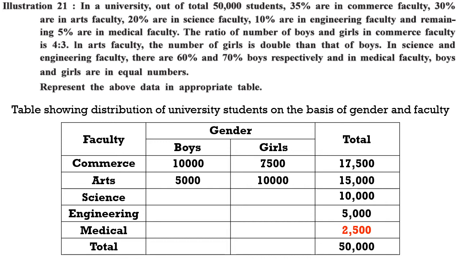Next, science and engineering have 60% and 70% boys respectively. Science total students are 10,000 and 60% boys, so 60% of 10,000 is 6,000, and naturally I will get the difference for girls, that is 4,000. 70% boys in engineering, so 70% of 5,000 is 3,500, and the difference will be girls, that is 1,500. And for medical, girls and boys are equal. Now we know the total of medical is 2,500. Equal means half, 1,250 and 1,250. Just make the vertical totals and you are done with your sum here.